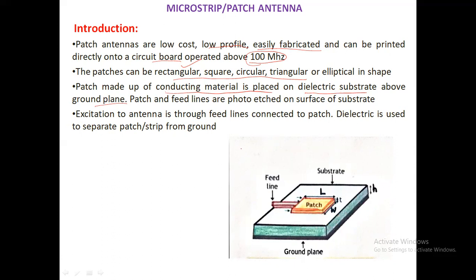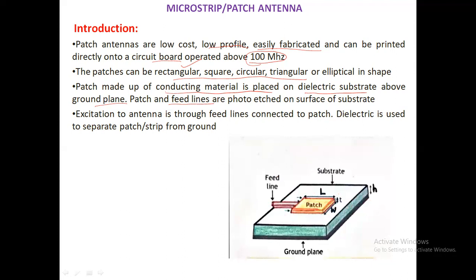A very simple construction. Here the patch and feed lines are placed onto the dielectric substrate using the photo etching process. You can see in this diagram, from this end a feed line is provided to the patch. This patch is placed on the substrate and the substrate is placed on the ground plane. So this is the structure of the microstrip patch or patch antenna.